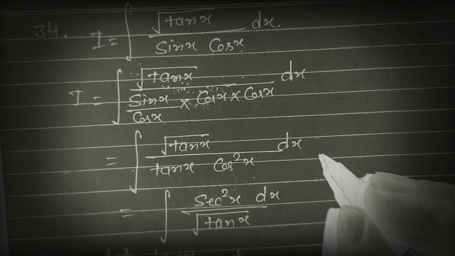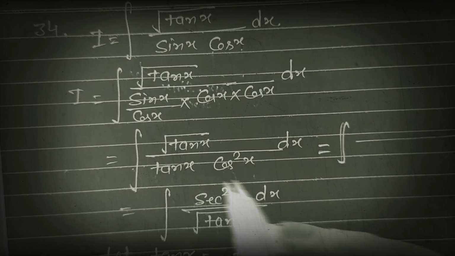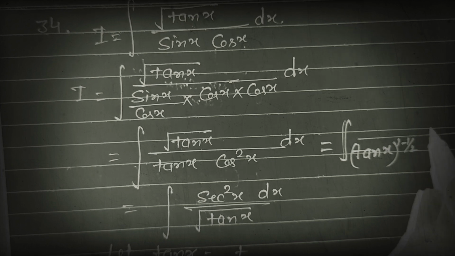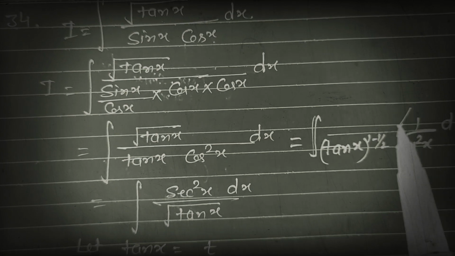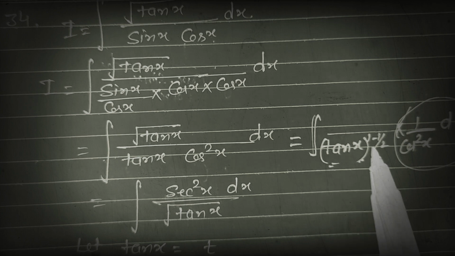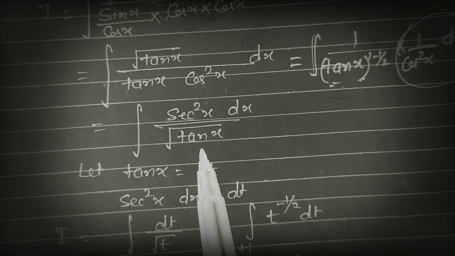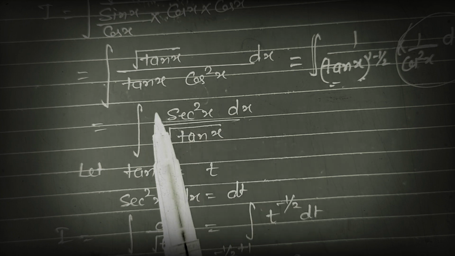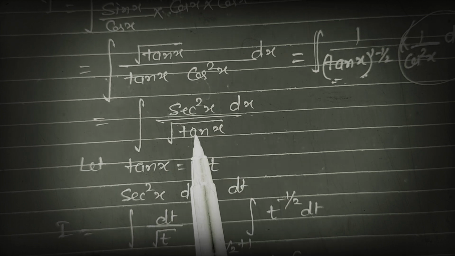So look at this, in the numerator it is tangent x power 1 by 2 and in the denominator power 1. So we can write tangent x power 1 minus 1 by 2 and 1 upon cos square x dx. So 1 upon cos square is secant square x, and this is tangent x power 1 by 2. So we can write this as root tangent x and secant square x dx. If we take tangent x as t, then secant square x dx will be dt. Clear? So it is dt and it is root t.